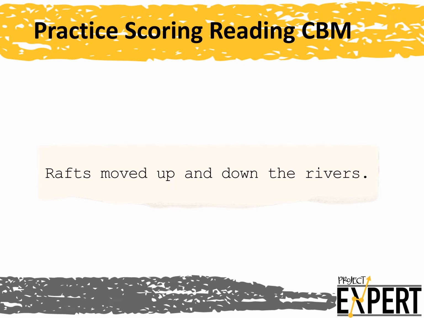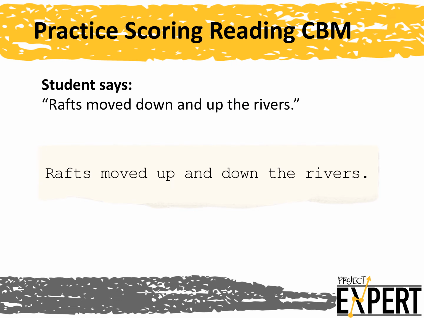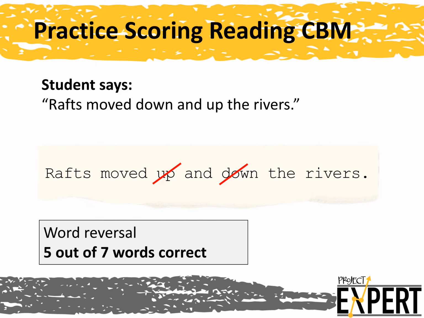Try this one on your own. The student reads, "Rafts moved down and up the rivers." How would you score this sentence? The student reversed the words up and down, so there are 2 errors. If you scored 5 out of 7 words correct, that's right.